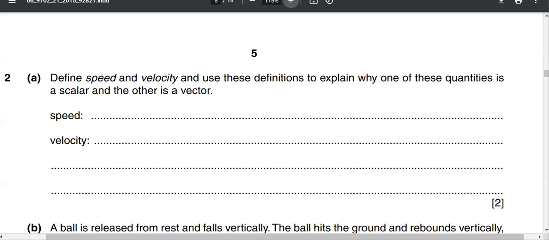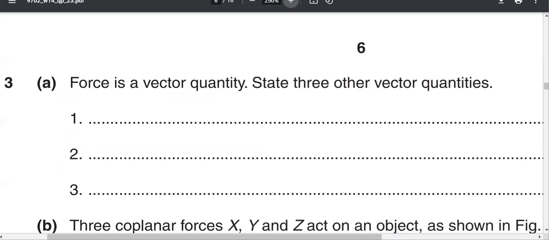All right, that's time on that question. We'll come back to that one in a moment. Moving right along, question 3A reads, force is a vector quantity. State 3 other vector quantities. You've got 60 seconds. Starting like 30 seconds ago, so hurry up. No, I'm just kidding. 50 full seconds.